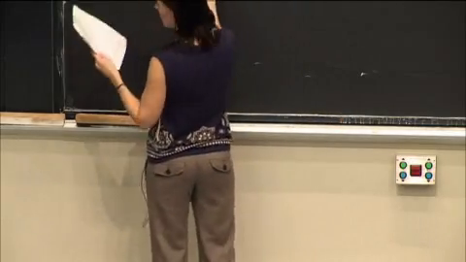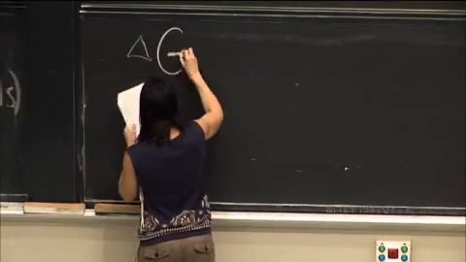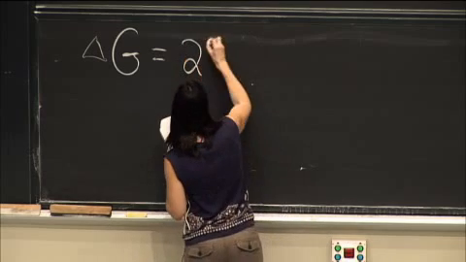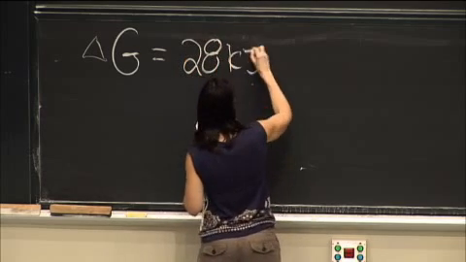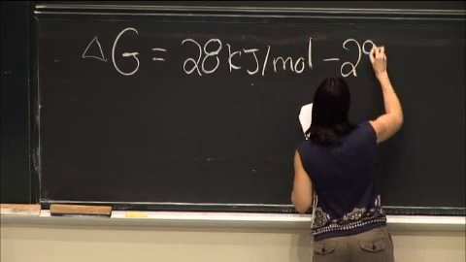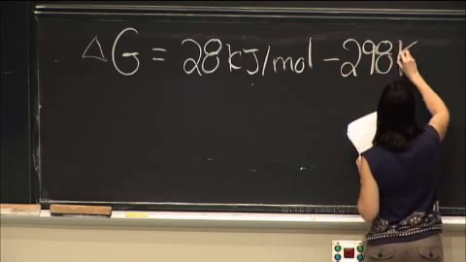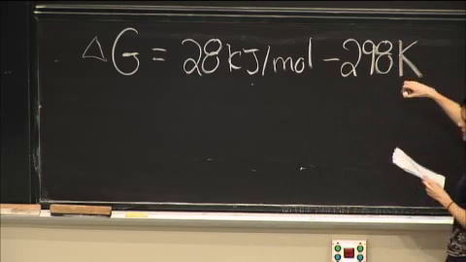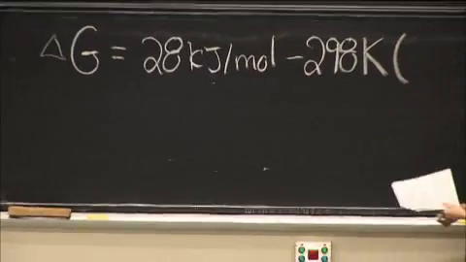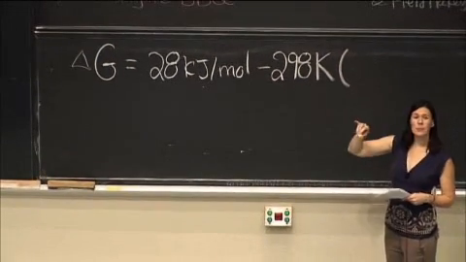If we're talking about room temperature here, oof, that's a bad piece of chalk. We're going to say that delta G, in this case, is going to be equal to 28 kilojoules per mole, minus, we're at room temperature, 298 Kelvin. In this equation, you always put temperature in Kelvin. And then we need to multiply it by the entropy, which is 109 joules per Kelvin mole.